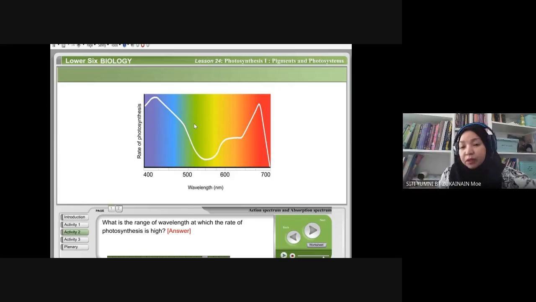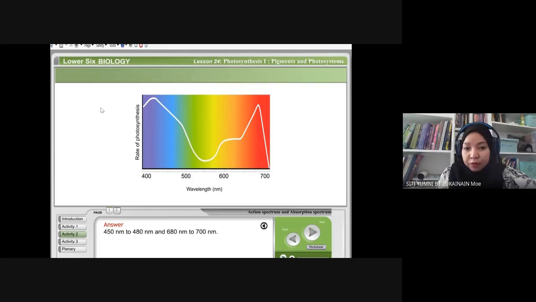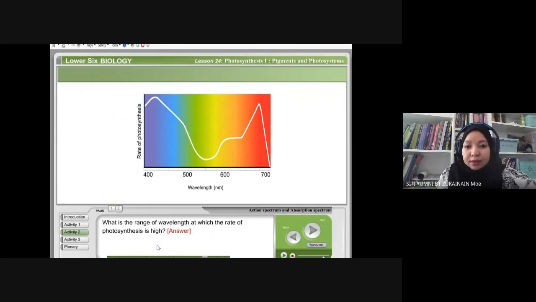Okay, from the graph you can see there are two ranges. The first is from 450 nanometer to 480 nanometer. Then the second range is 680 nanometer to 700 nanometer. That is the range of wavelength where the rate of photosynthesis is high.